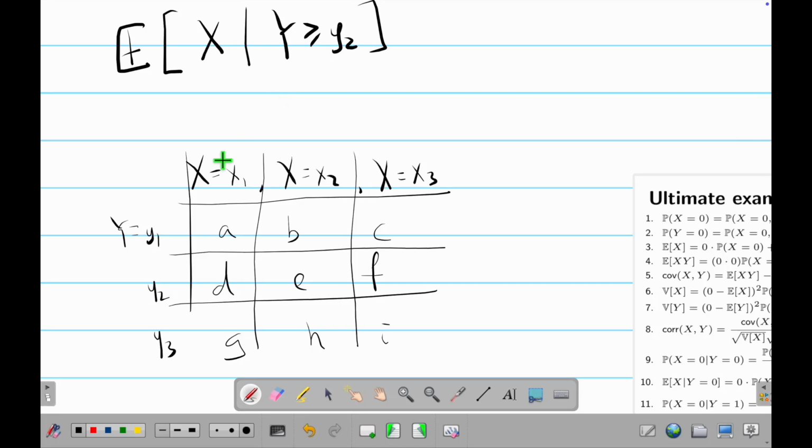Suppose I have two random variables, big X and big Y. I have three particular values for small x and three particular values for small y. Let's say I want to find this: what on average you will see regarding x, given that y is larger than y2.